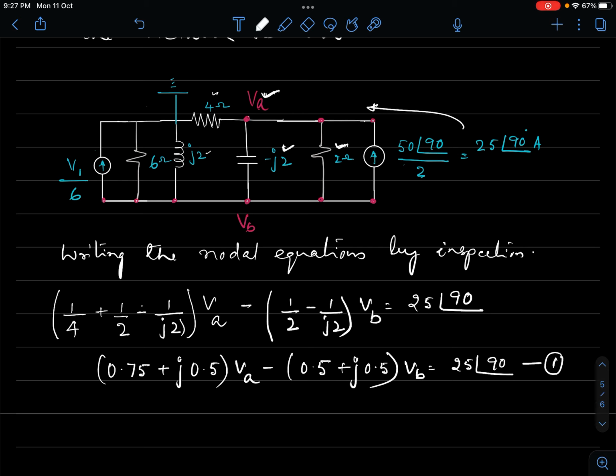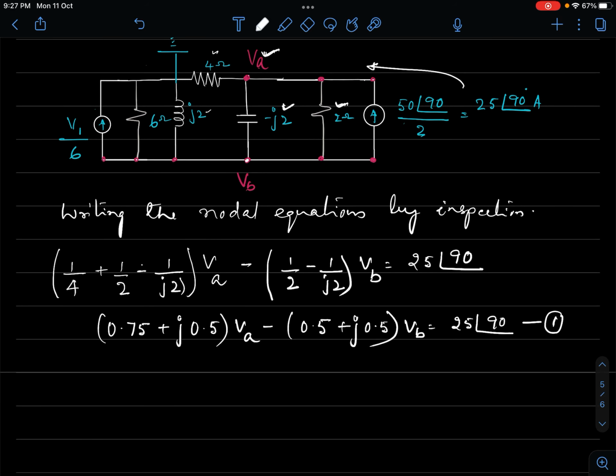It is simple. How do we write the second equation? The second equation is written for node B, which has a potential of VB. The same logic we will extend. While writing the second equation, we write the coefficient of VA first, then VB. What is common between VA and VB? The sum of all the admittances connected between VA and VB, with a negative sign, is taken first. So that is minus of (1 by 2 minus 1 by J2), into VA.